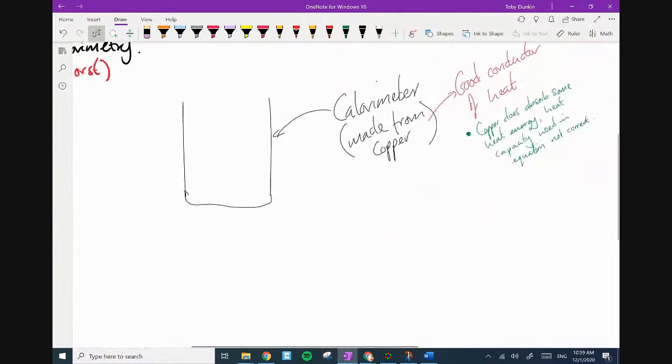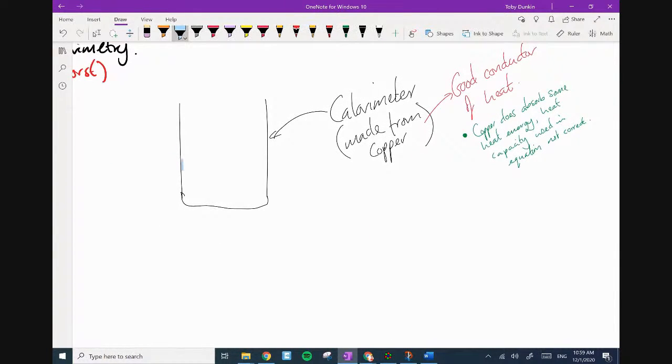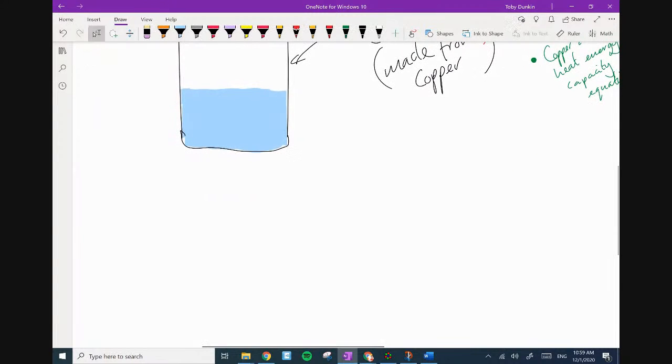But we've got a copper calorimeter. We're going to fill it with water, and this is simply to capture the heat from the reaction outside, from an external heat source. So this is most of the time used for like a combustion perspective. Let's see if I can do this well. I'm going to do this really badly.